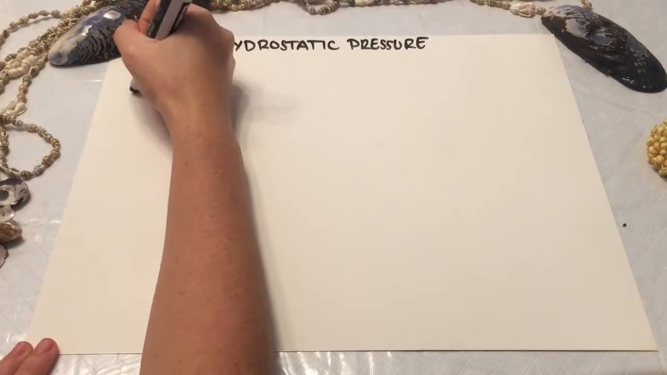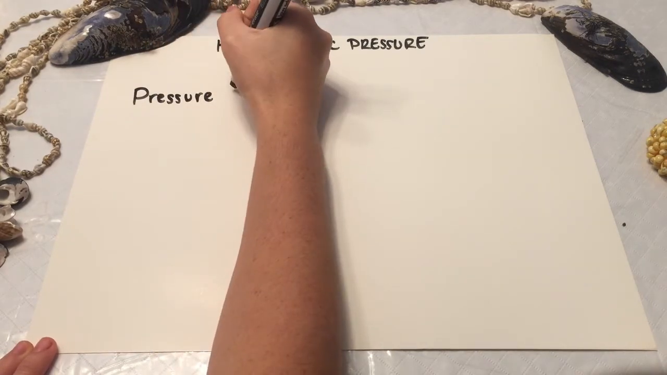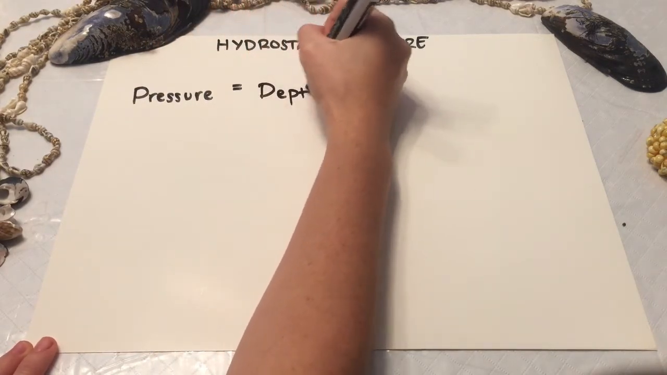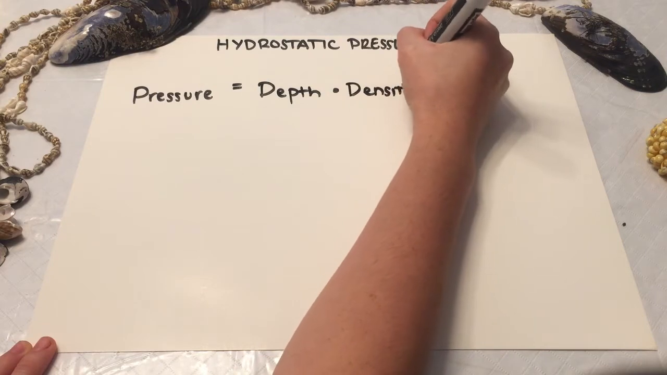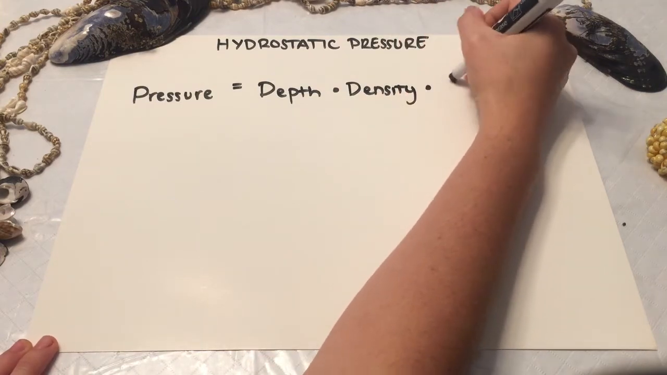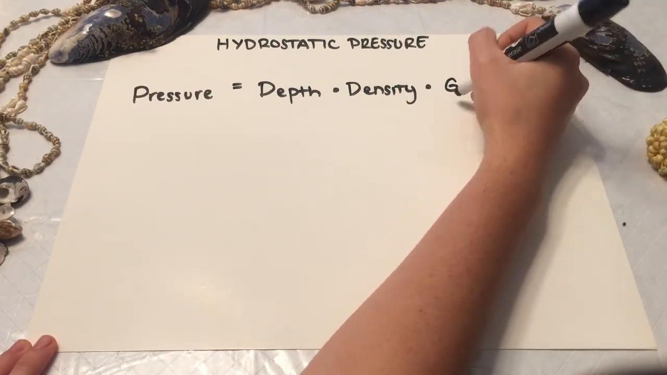The equation for the hydrostatic pressure of seawater at any given depth is the depth that one is at times the density of seawater times the gravitational constant of the Earth.